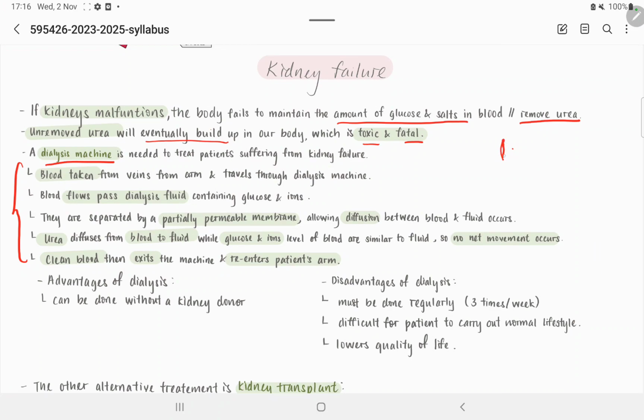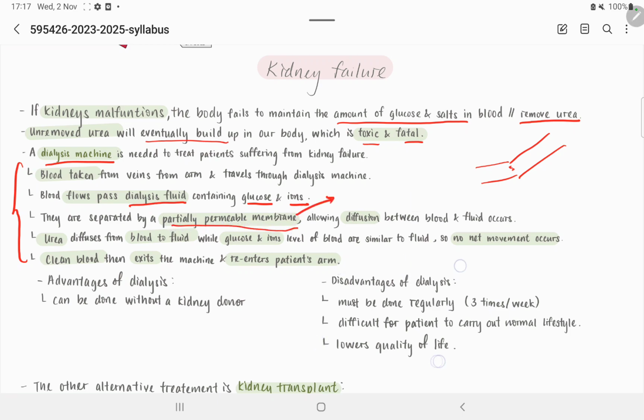They will take blood out, and then this blood will travel through the dialysis machine. In this dialysis machine they have dialysis fluid, which contains glucose and ions, and the dialysis fluid and the blood are separated by a partially permeable membrane.